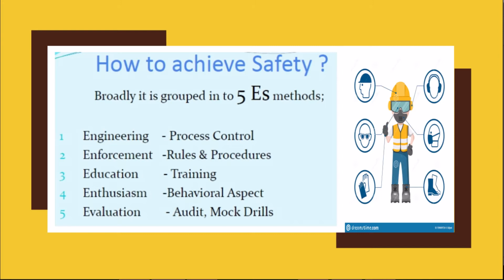Now the question is how to achieve safety. The 5 E's of workspace safety. Engineering. Simply put, engineering helps you to create a safe working environment. You can combine it with education and ergonomics to address the specific needs of your company's environmental, health and safety program.